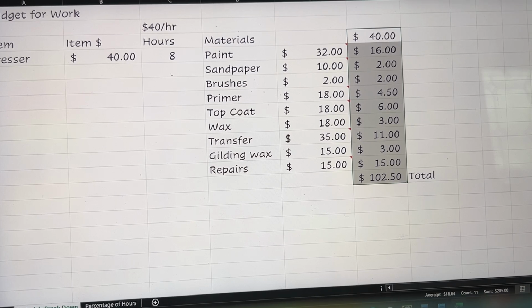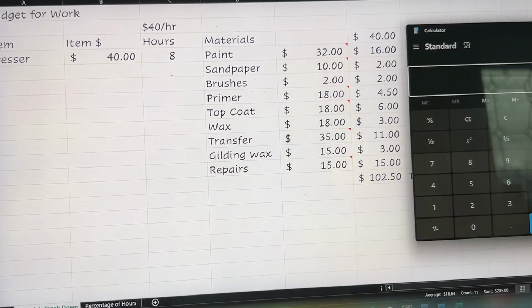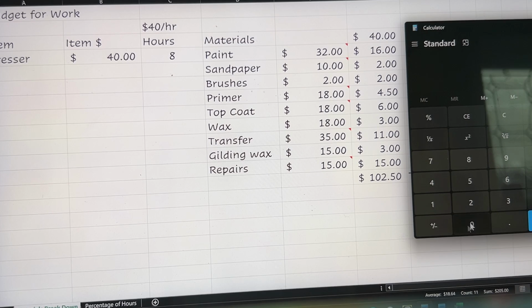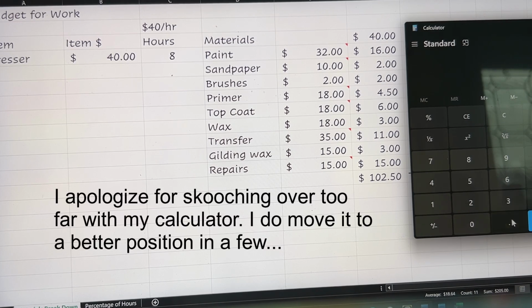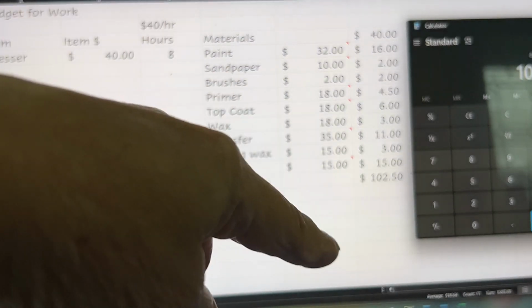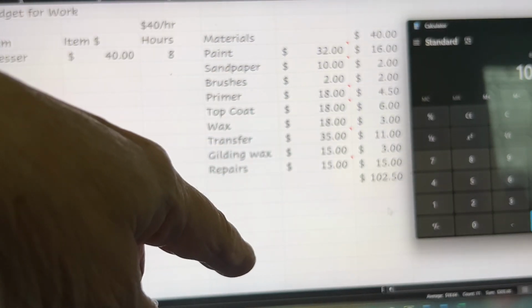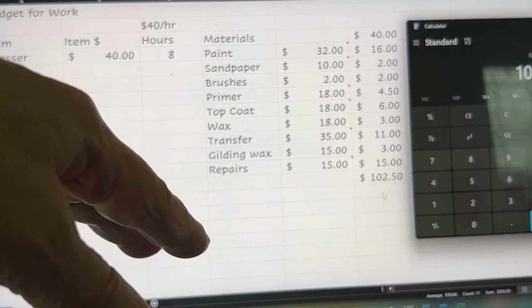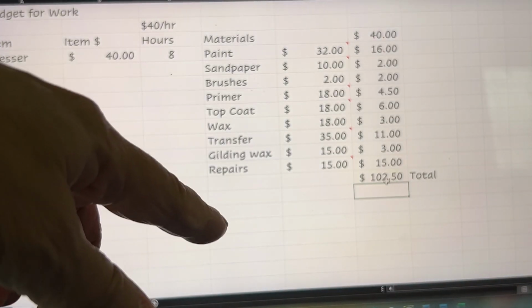Auto sum, but we can also use the calculator and do it by hand. 40 plus 16 plus 2 plus 2 plus 4.50 plus 6 plus 3 plus 11 plus 3 plus 15. Hopefully that's correct. $102.50. $102.50 in materials and the cost of the item. And that was our total.